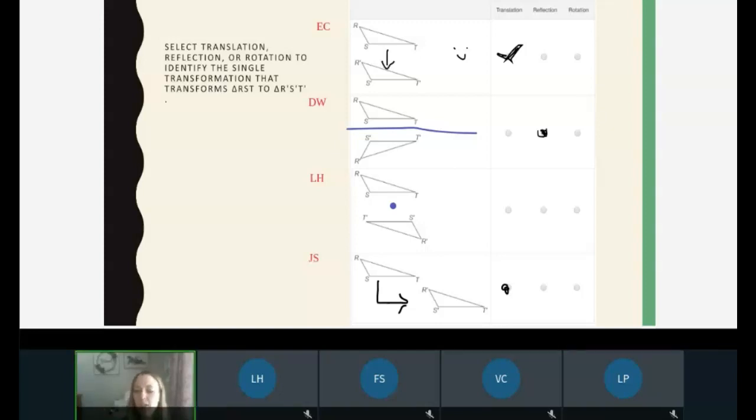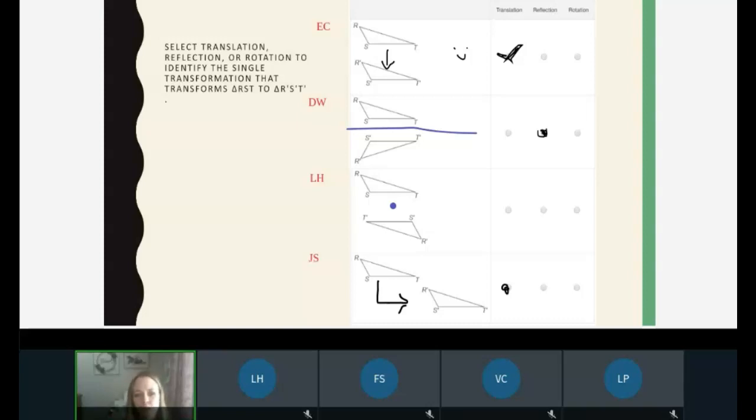Okay, and Emma's describing that first one. She's saying she thought translation because it's the same shape, same size, same shape, just moved to the side, not upside down or nothing. That's right, Emma. But you're right. Another way too, because I think the ones that get a little tricky are rotations.